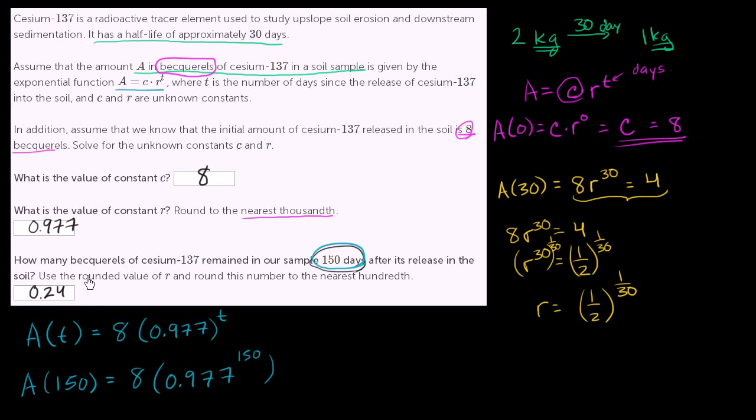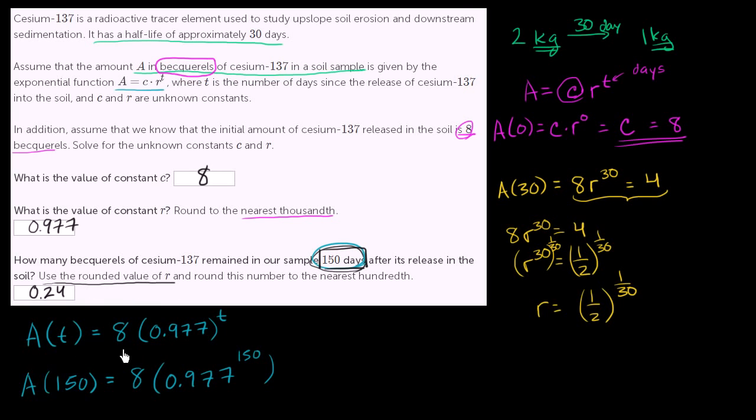Now, one interesting thing is they asked us to use the rounded value of r. But because this right over here is a multiple of 30, you could actually, in not too difficult a way, find out the exact value that's left over. And actually, you don't even need a calculator for it. I encourage you to pause your video and try to think about that.